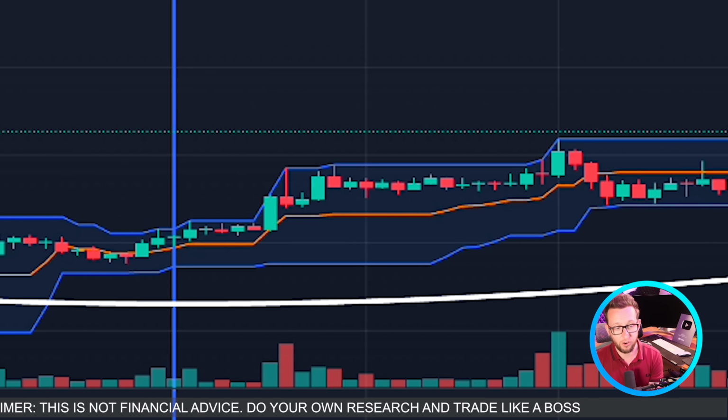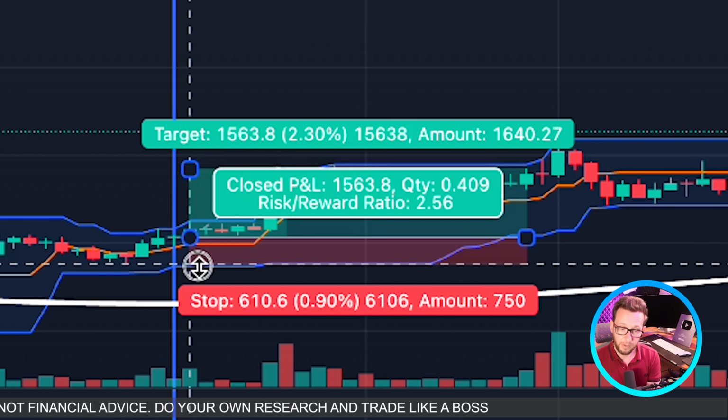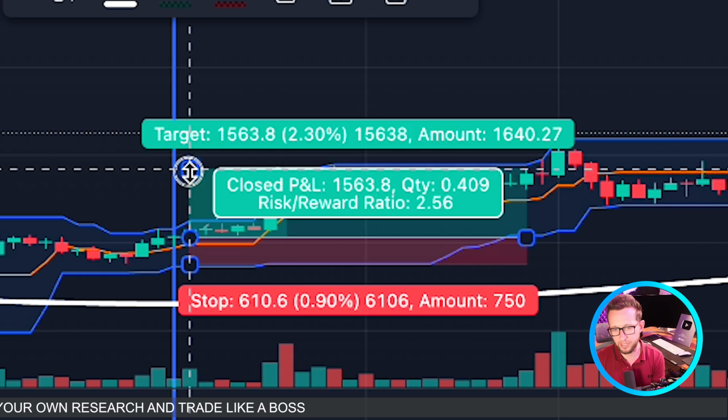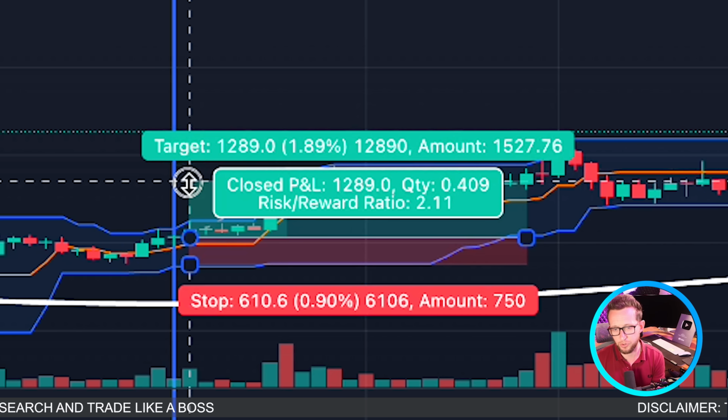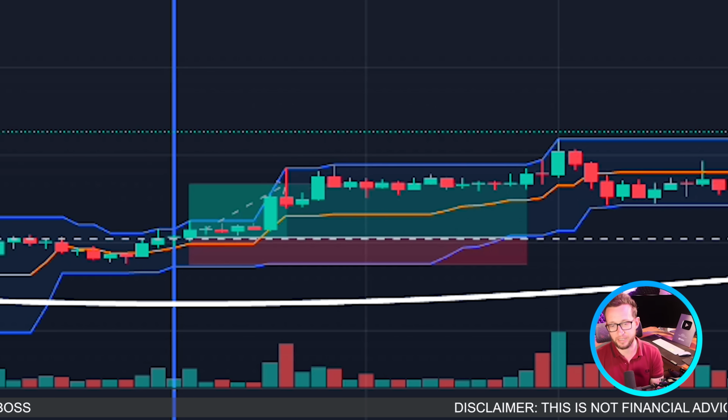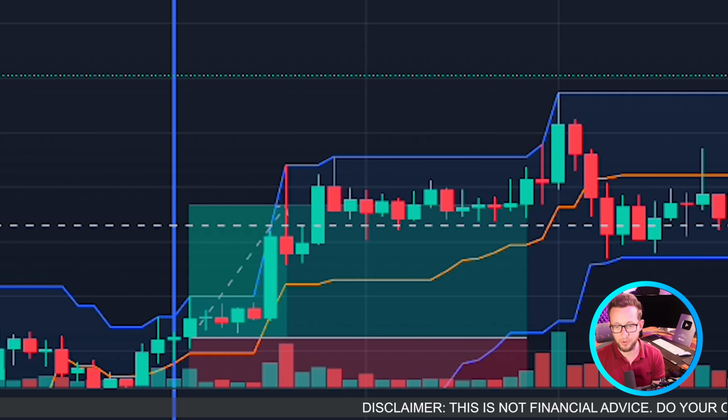So we could take our long position just here. We're going to set our stop loss to our DC channel here, and we're going to be looking for a risk to reward of 2, which would have been a very, very small trade here of 1.7%, but it was a winner. That's the most important thing.